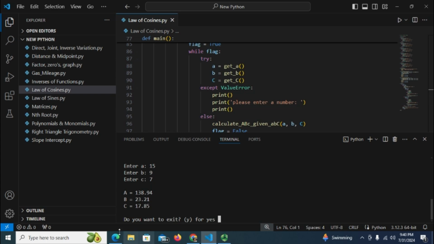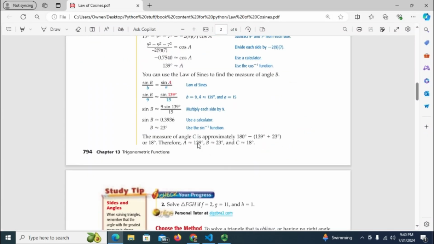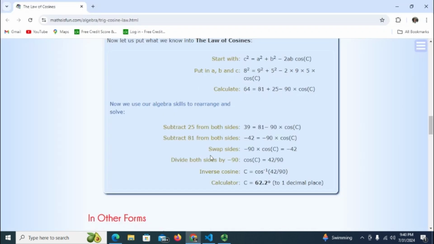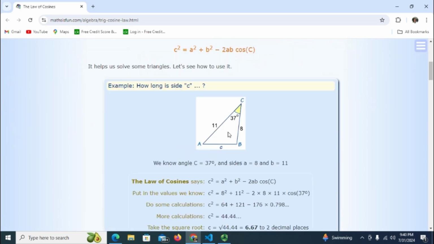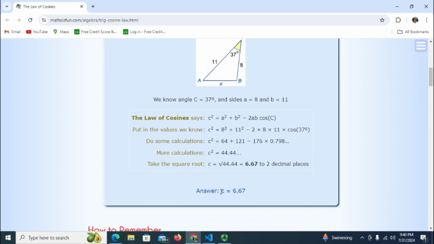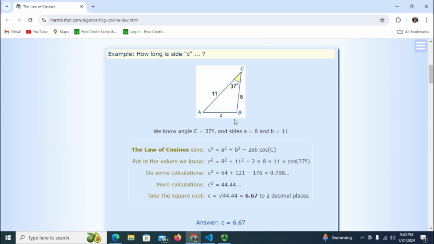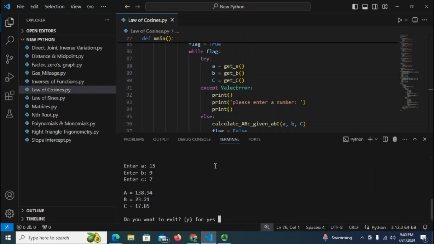Let's check if that's what they have also. So come down here, A is 139, B is 23, and C is 18. And lastly, let's do one example from Math is Fun. We can do this problem here. In this problem, they only solve for side C. So let's do it really quick. So in our code, yes, this corresponds to our code. We don't need to make an exchange for a variable or anything.